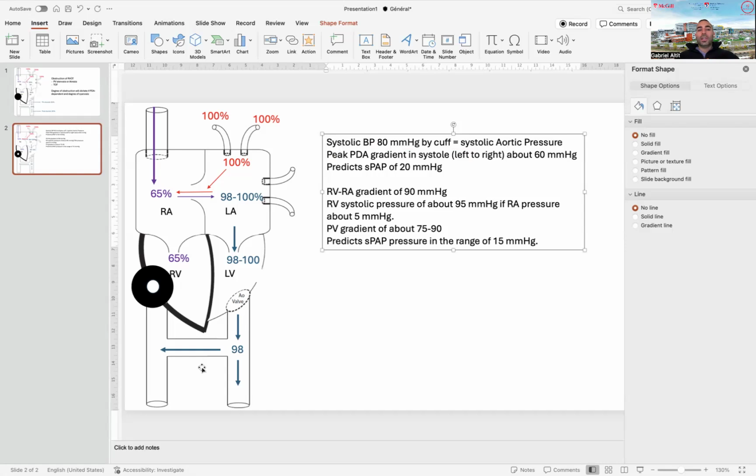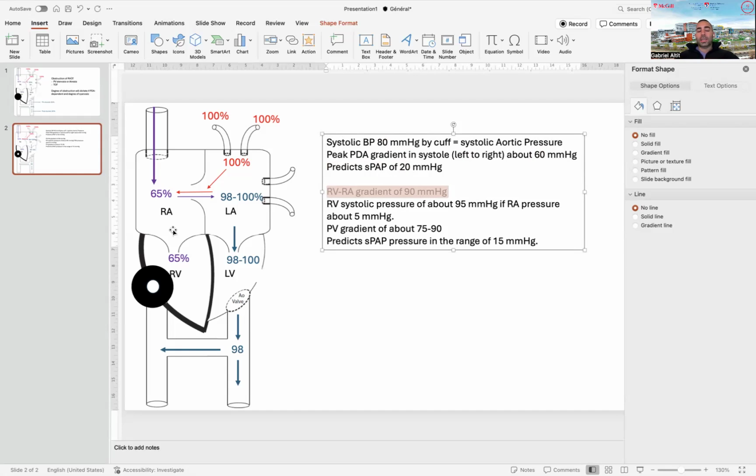And so we know that the peak gradient we get is about 60. So we already know that it predicts a systolic pulmonary arterial pressure of around 20, because 80 minus 60 of gradient gives you about 20 of systolic pulmonary arterial pressure. Now, if we take the other numbers, we got a TR jet of 75 to 90, which gives us an RV systolic pressure of around 80 to 95 millimeters of mercury.